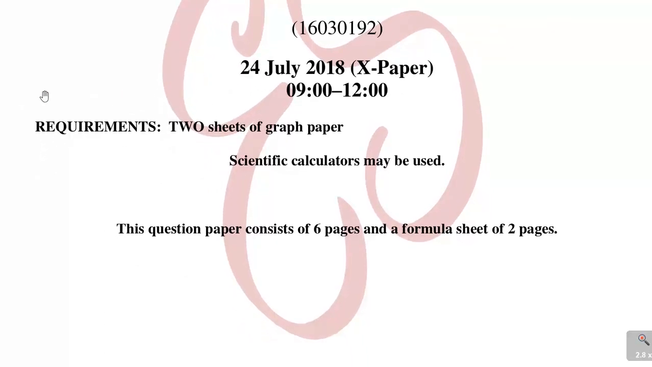This paper is the paper that was written on the 24th of July 2018, just a day before my birthday. My birthday month is 25th. So this was 24, and the 25th is to me a special day. Anyway, this question paper was written on the 24th.